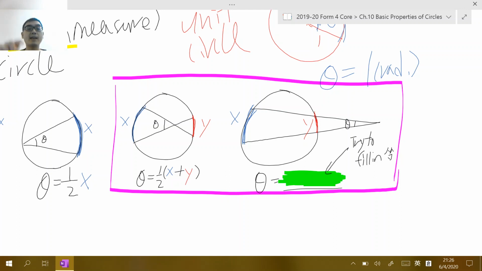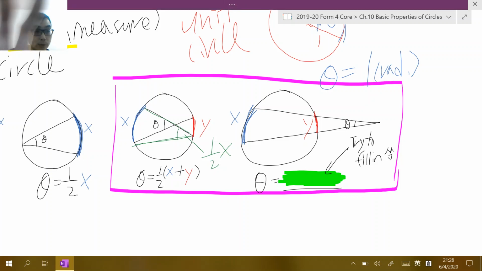That means that you add x and y together and then over 2. So this one you can easily prove it. Why? Because you can just add a line here. For example, you add the line here, so you can see these two chords will make an angle here. As we mentioned, this angle should be 1/2x, as just seen in the second figure.